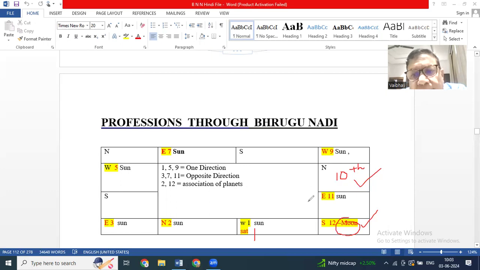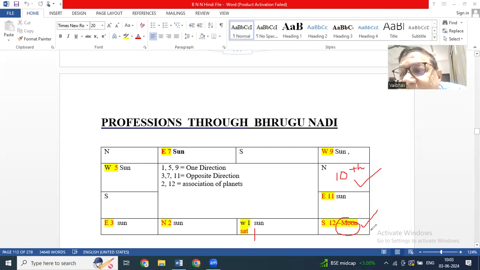For example, Moon with Sun, government. Moon with Mars, technical. Moon with Mercury, business. Moon with Venus, finance related. Moon with Rahu, computer, TV, cinema, media related. Moon with Ketu, law, medical, pharma, chemicals related.